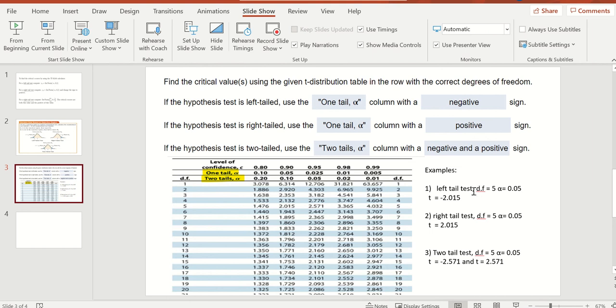So for example, if I wanted to do a left tail test that had 5 degrees of freedom with an alpha value of 0.05, first thing I would do is I'd say, okay, it's a one tail because it's a left tail. So I'm going to be looking off of this row. I go till I find an alpha value of 0.05, which is here. And then I go down that column until I reach 5 degrees of freedom, to put us right here. That value is 2.015. Now, because it's a left tail, I need the negative of that. So the critical t value in this case would be negative 2.015.